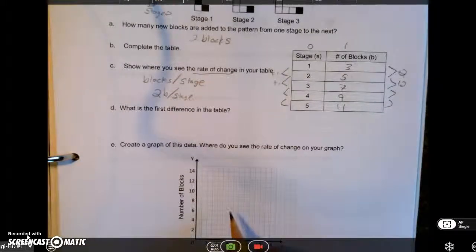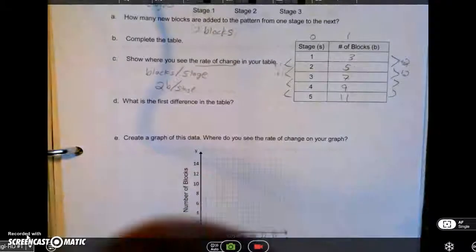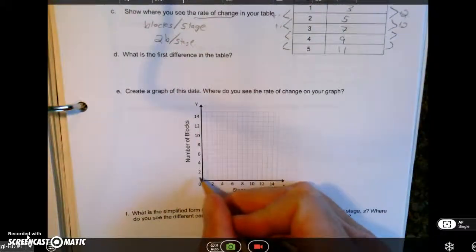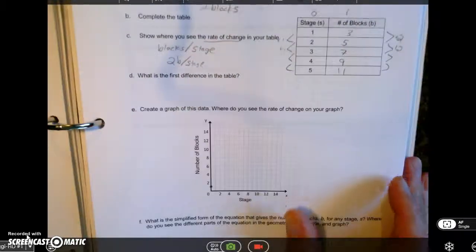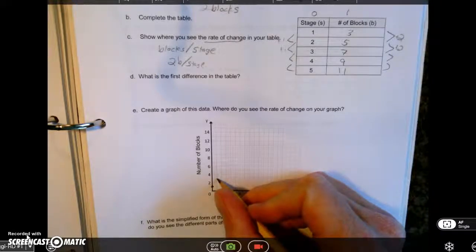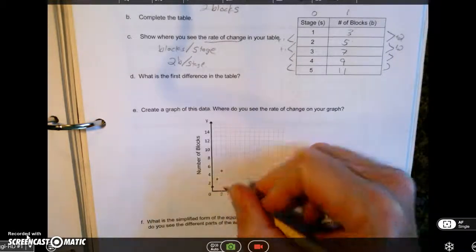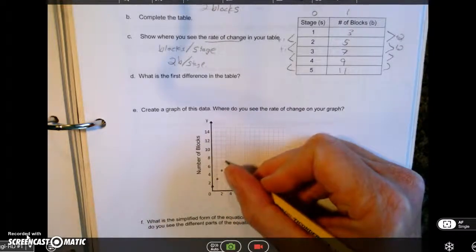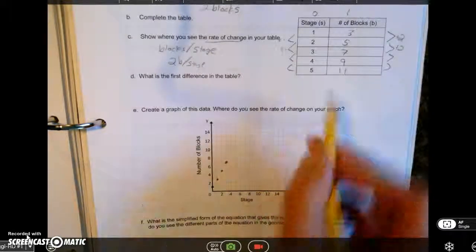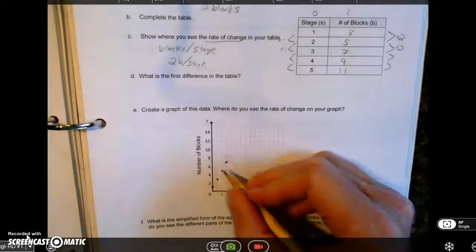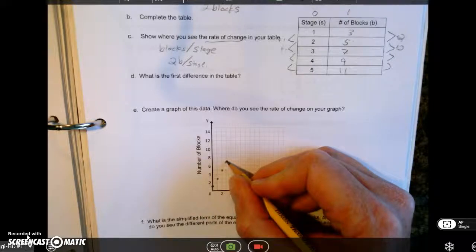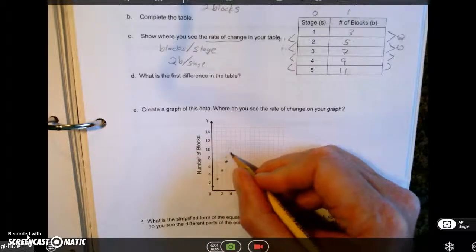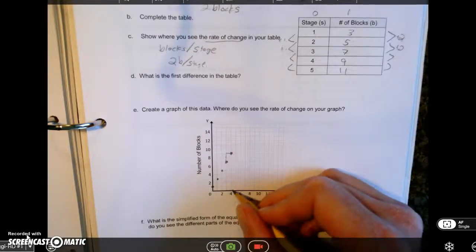Quickly create a graph of this data and see where we see the rate of change on the graph. So using this table here, 0, 1, as you can see, it starts at 0, 1 here, if I include that point. And then the rest of them, we'll just go ahead and fill in the values. For one stage, you have 3 blocks. For 2 stages, we have 5. For 3 stages, we have 7. And I'm going to answer this question by doing the next one without just looking at this point. I know it's 4, 9, but if I go like this, every time I go up a stage, I add 2 more blocks. In other words, I get 2 blocks per stage. So I'm kind of climbing the stairs there. So 4 is at 9.